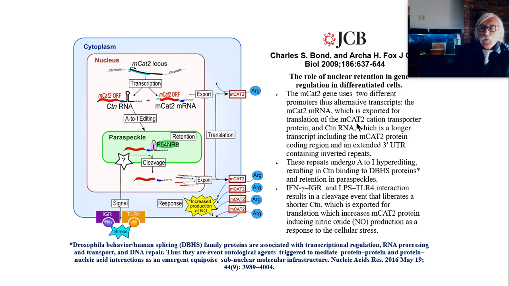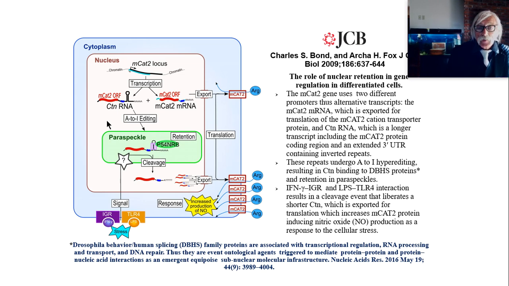And then you have this CTN RNA, this longer one. It's a longer transcript, including the MCAT2. It still has the MCAT2 open reading frame for the protein, the coding region, and it has an extended untranslated repeat at the end, okay? And that contains many inverted repeats. So whenever you see those 3' untranslated ends, that often is something you should take a look at, because that's going to be a controlling RNA species for gene expression.